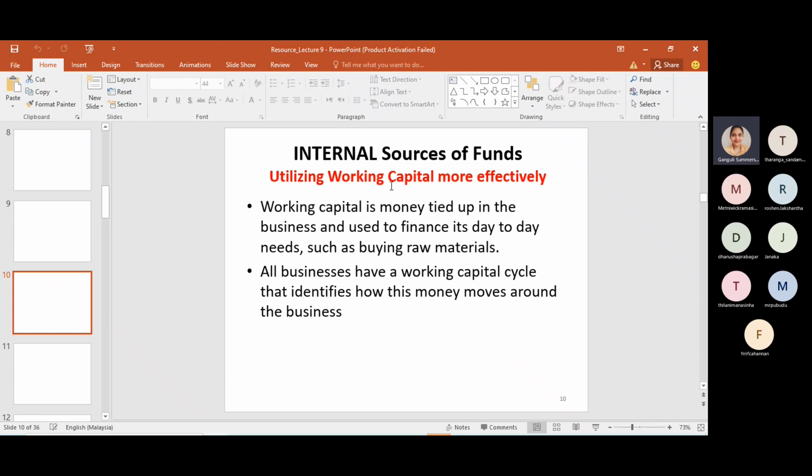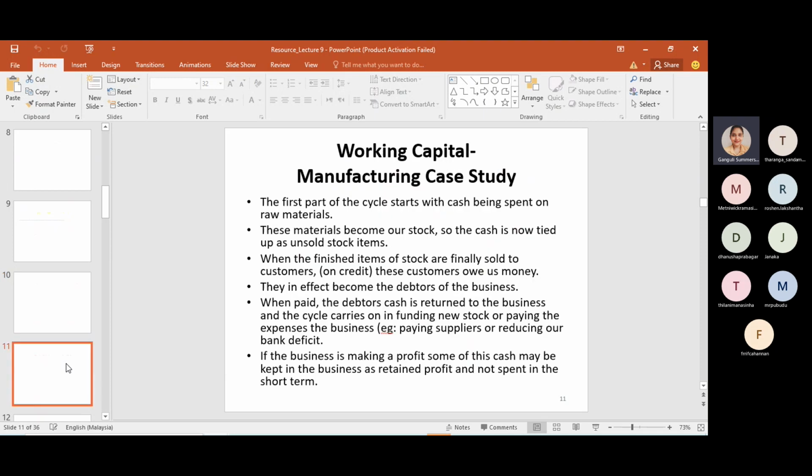Okay, so every business has its own working capital cycle, right? There are certain things that we can do to use this working capital more effectively. There are certain strategies that you can follow to use this working capital more effectively. So here we can look at some of these strategies. What are the strategies that you can follow to use the working capital effectively?